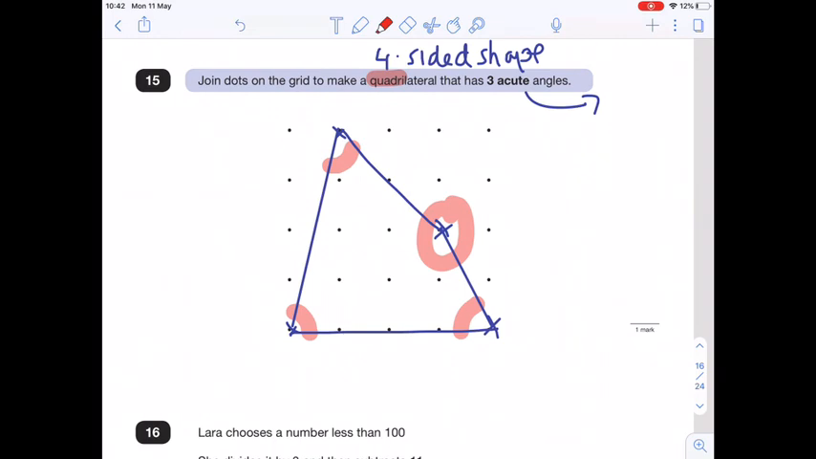You might have something different, that's fine, as long as your angles are less than 90 degrees, which is less than a right angle. So you need 3 angles which are less than 90 degrees.